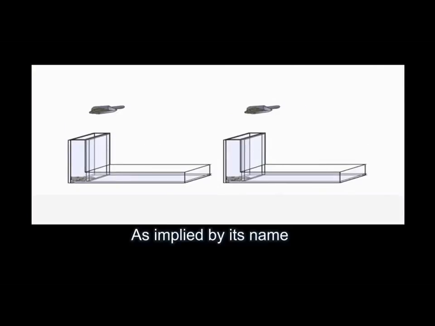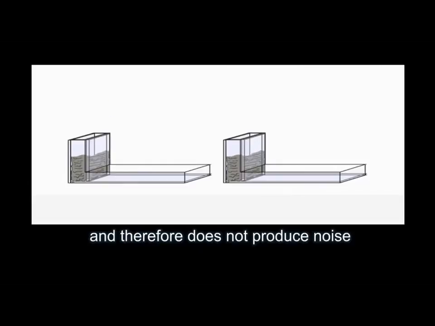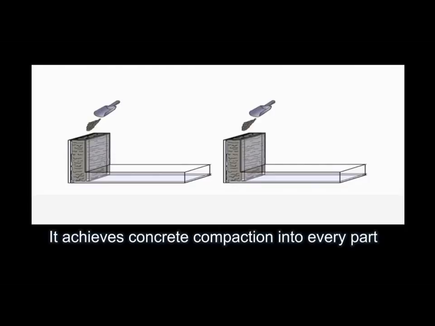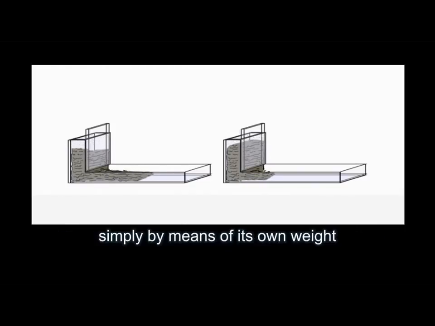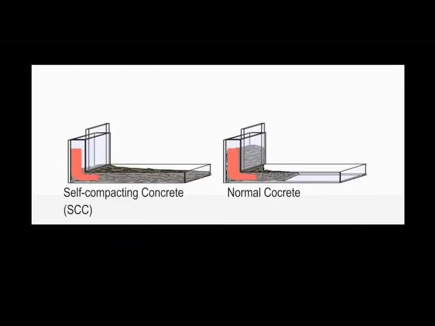As implied by its name, SCC does not require vibration and therefore does not produce noise. It achieves concrete compaction into every part of the formwork simply by means of its own weight and without segregation of the coarse aggregate.